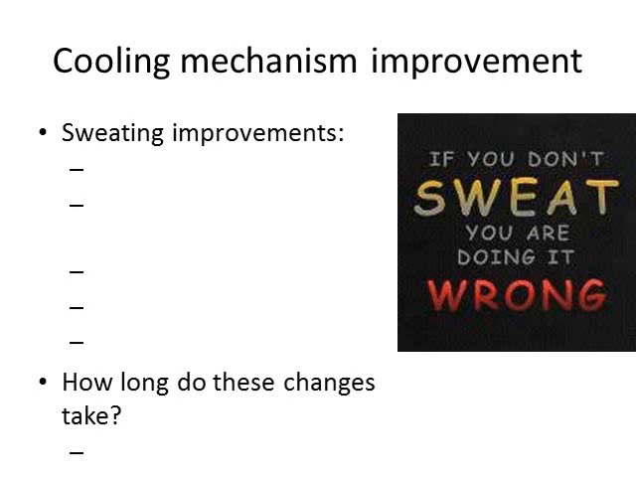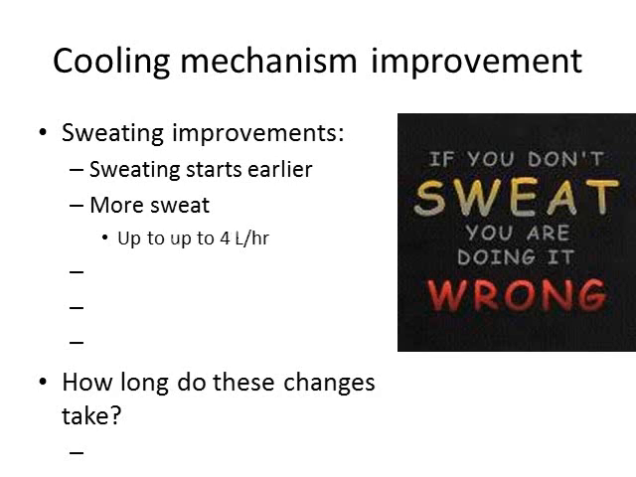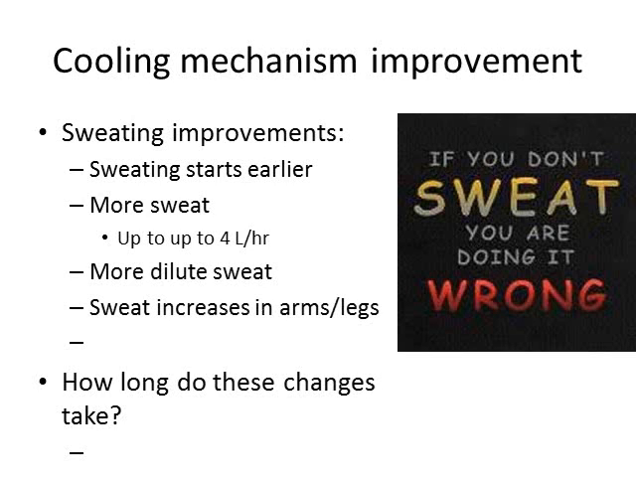But we also get improvements in the sweating mechanism. Some of the things we see: sweating starting earlier in an exercise bout and at a little bit lower temperature than before. We get more sweat, and as I said, some people can sweat up to 4 liters per hour, and we get more dilute sweat, so more of those electrolytes are pulled back in the sweat glands. Another interesting thing is that we get sweat increases in the arms and the legs. It has been shown that you get more sweating in the areas that are more likely to be exposed to the air, which is a really interesting and very good adaptation. Since there's going to be air passing over those areas and more convection happening there, that's going to help with evaporation, so we get more sweating in those areas.